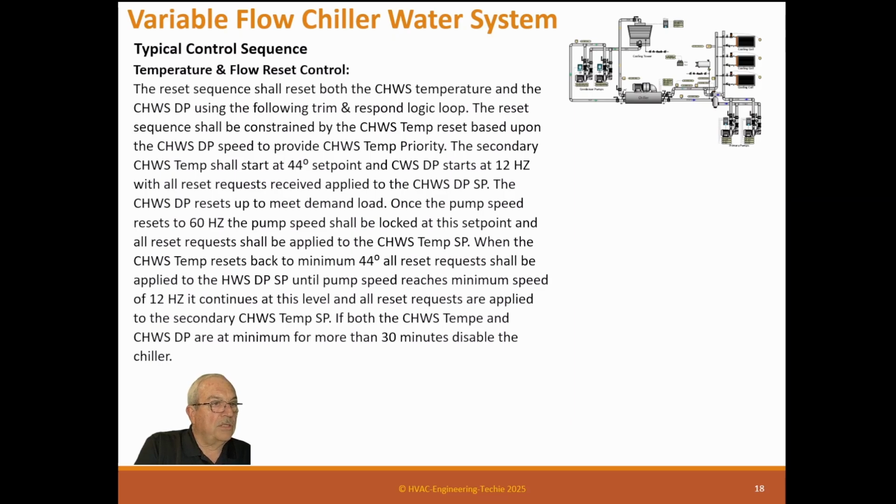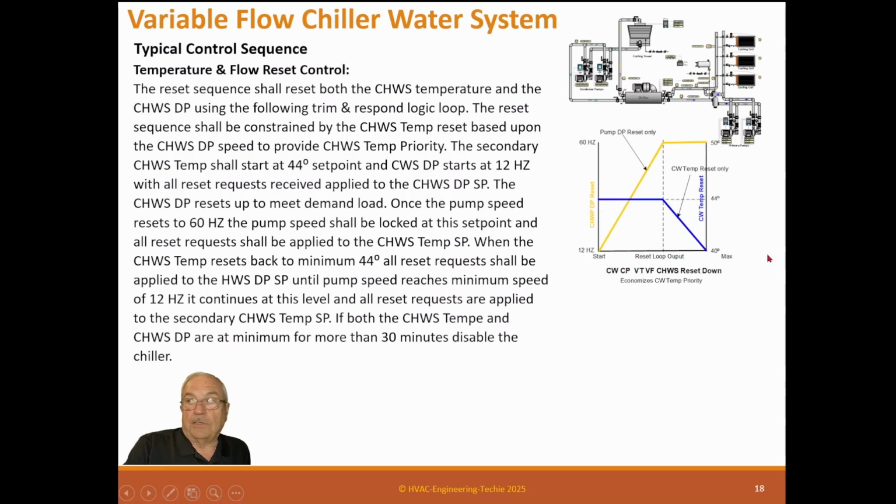When the chill water temperature resets back to minimum 44 degrees, all reset requests should be applied to the chill water supply differential set point until its pump speed reaches minimum speed of 12 Hertz. It continues at this level, and all reset requests are applied to the secondary chill water supply temperature set point. If both the chill water supply temperature and the chill water supply differential pressure are at minimum flow for more than 30 minutes, disable the chiller.